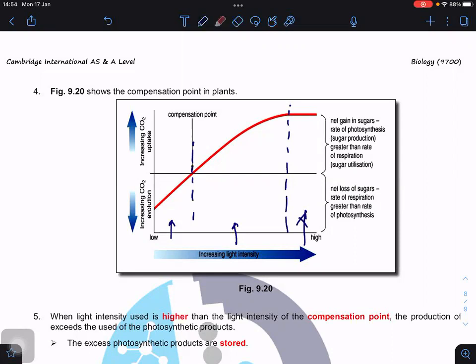So the ideal level of light intensity will be between these two. But normally we will go to the maximum somewhere near here. Are you clear? That you can get a high rate of photosynthesis and yet save the cost. Okay? That means above the compensation point.